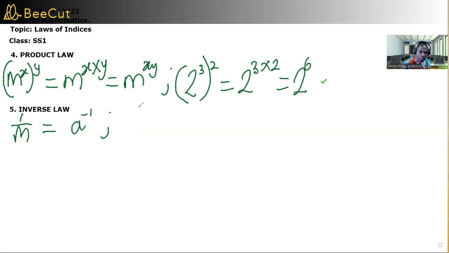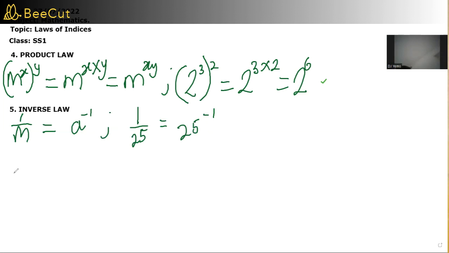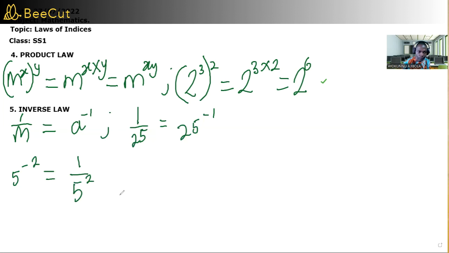So let's assume you have 1 over 25. This is the same thing as saying 25 raised to power minus 1. Or in the other way, if I have 5 raised to power minus 2, I can say it's equal to 1 over 5 squared. Did you see this? Yes, sir. So this is another example here. You call it example 6, but it's the second example under inverse law.